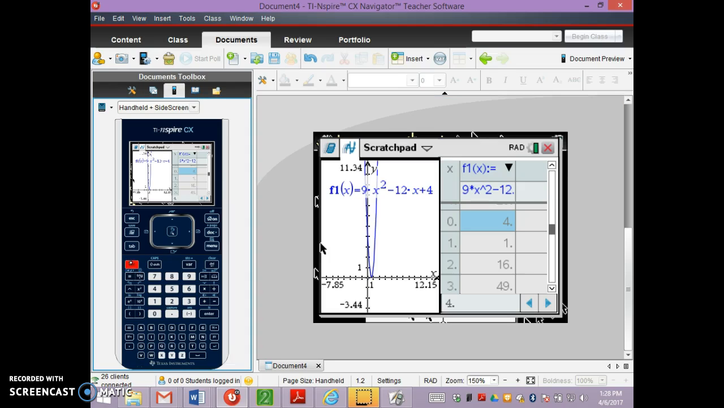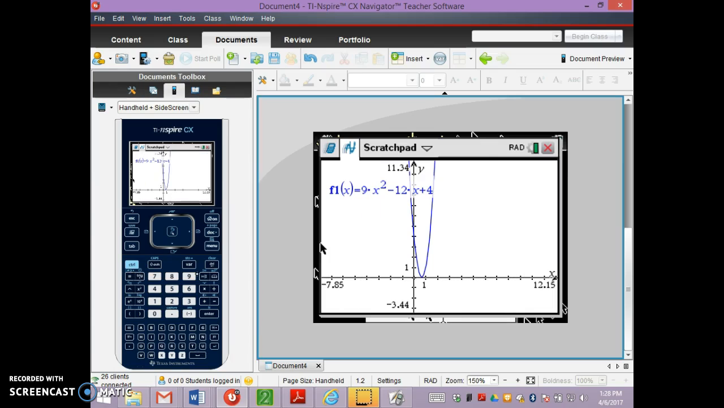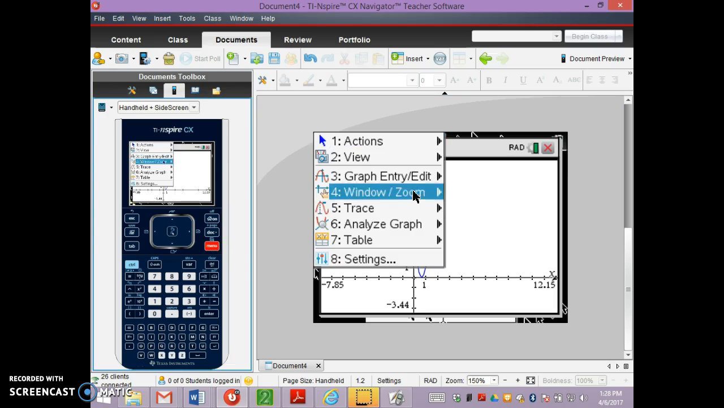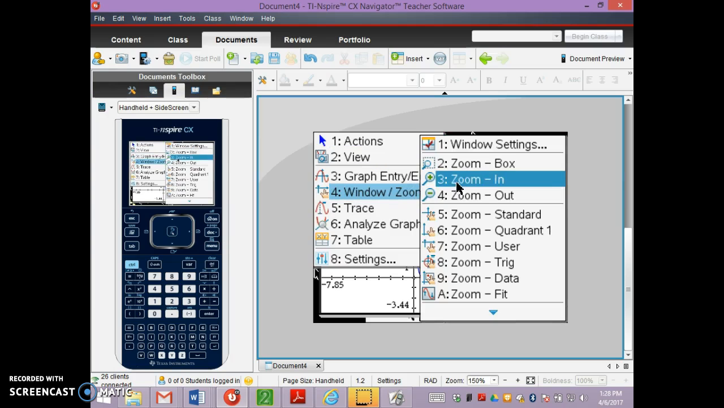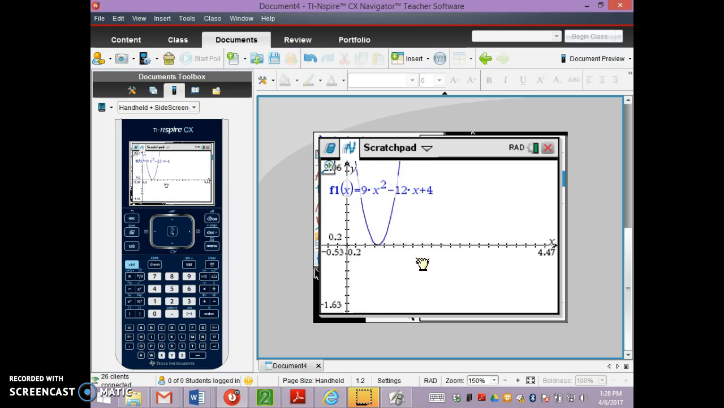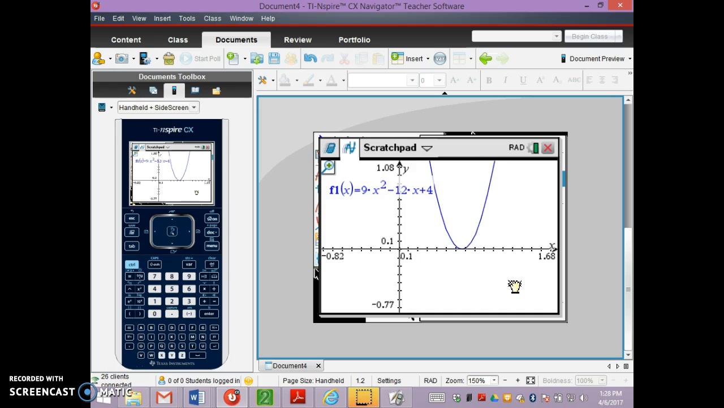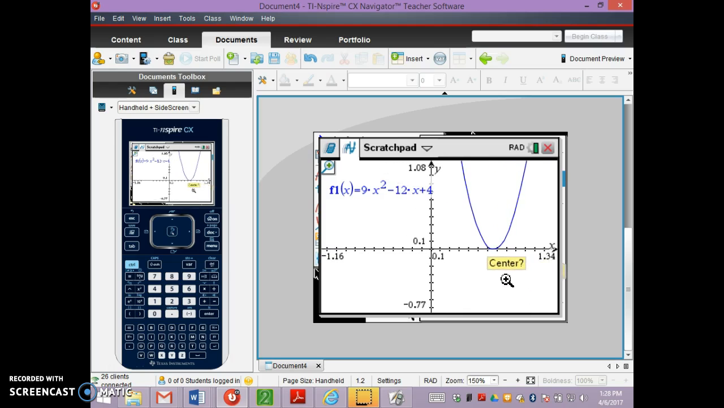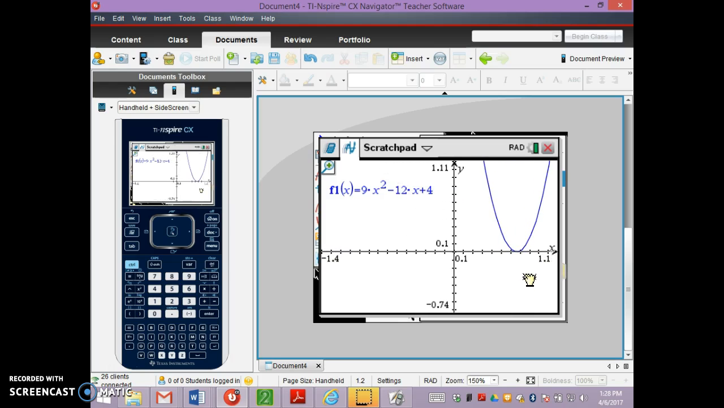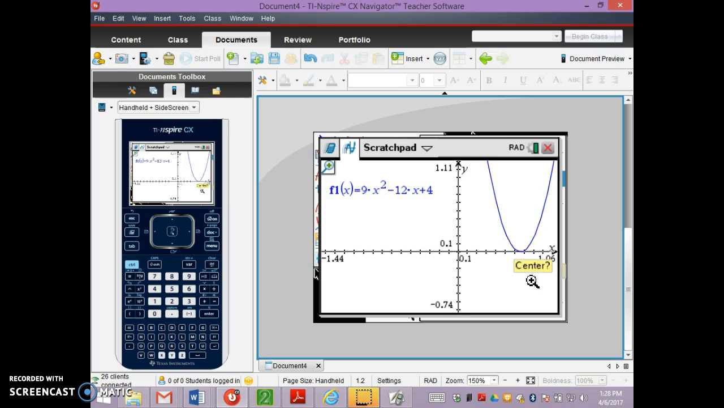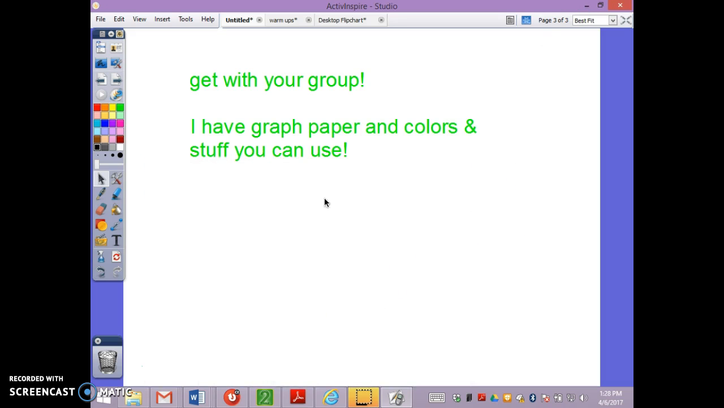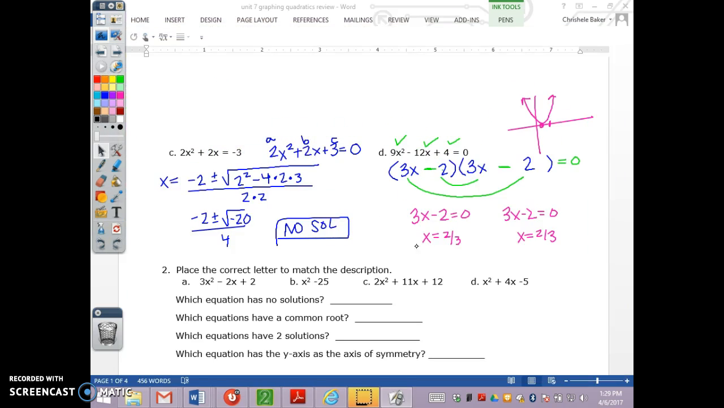So Control T. Let's zoom in a little bit. Menu, window and zoom, zoom in. Now it's gone out to 1. So yeah, that's definitely at 3/4. Is that what it was? 3/4? 2/3? Something like that. Yeah, 2/3. Okay.